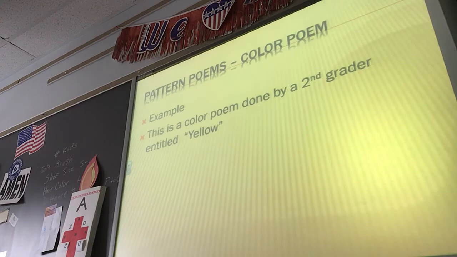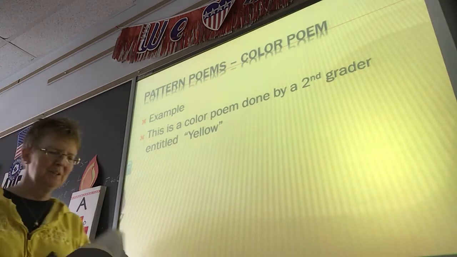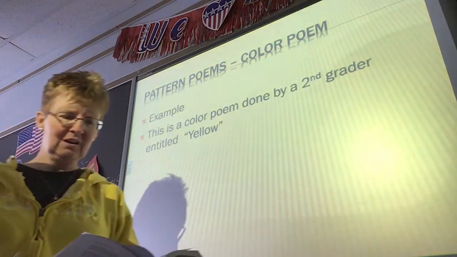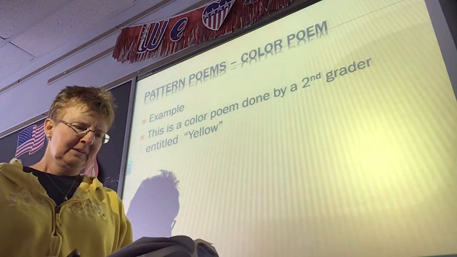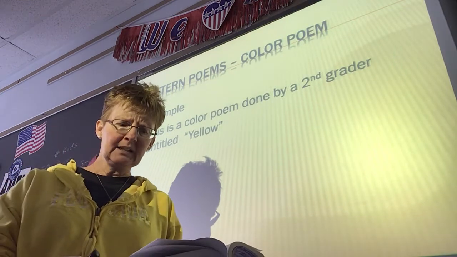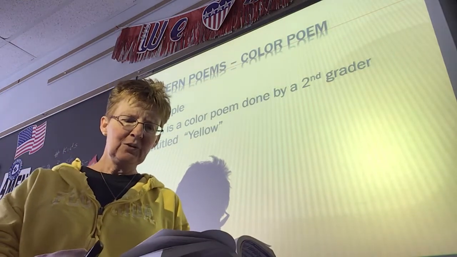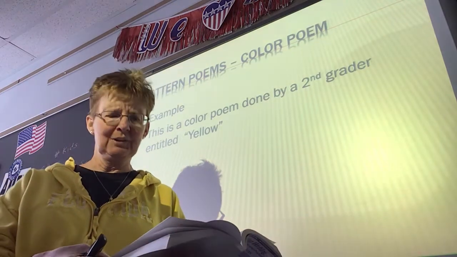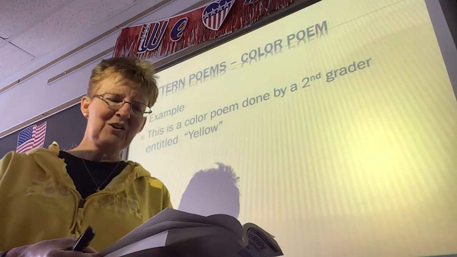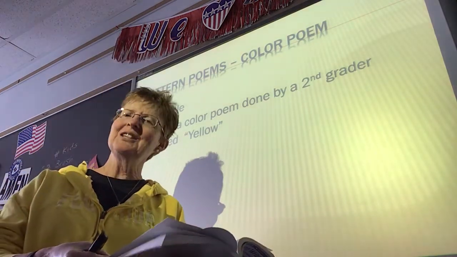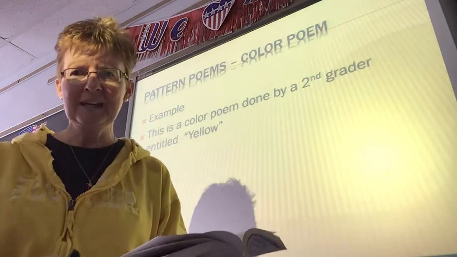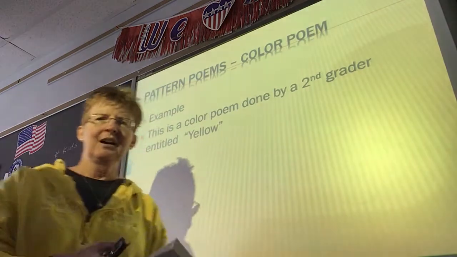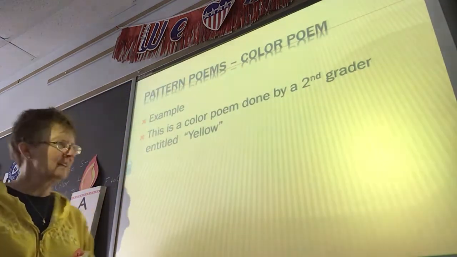Here's an example. Like I said, it was a 2nd grader who wrote this poem, so don't be too critical of this student's work. Yellow is bright. Yellow is light. Yellow glows in the dark. Yellow likes to lark. I don't know what that is, but that's what it says. Yellow is an autumn tree. Yellow is giving to you and me. So that was a color poem written by a 2nd grader.